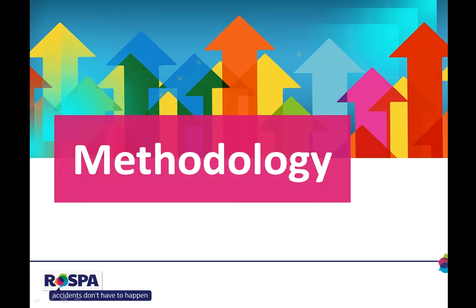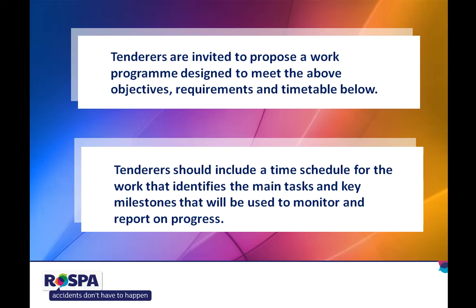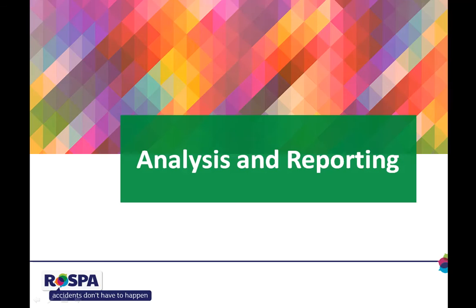Next, you should have a methodology section. You can be relatively prescriptive about the methodology here if you have a fixed idea of what should be undertaken. For example, you might say tenderers are invited to propose a work programme designed to meet the above objectives, requirements and the timetable outlined below. Alternatively, you can keep it open for the evaluator to propose. For example, you might write, tenderers should include a time schedule for the work that identifies the main tasks and key milestones that will be used to monitor and report on progress.